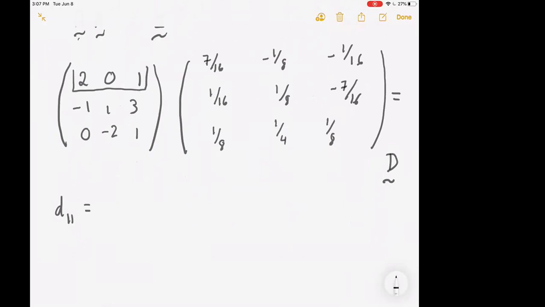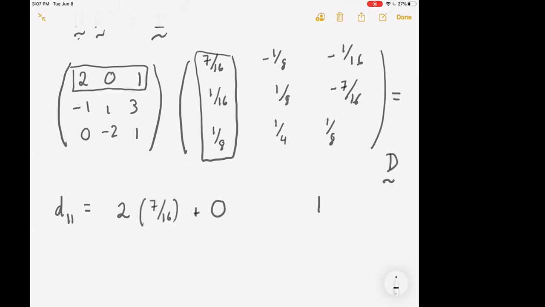Matrix multiplication says take the first row of the first matrix and multiply it term by term with the first column of the second matrix. So first thing you're going to discern is 2, 0, 1 has to lie out there. Then I'm going to multiply this by 7 over 16, plus 0 times 1 over 16. And the final matrix element, I'm going to multiply that by an eighth. So this is going to come out to be 14 over 16 plus 1 over 8. And that's going to give me 16 over 16, which is 1.